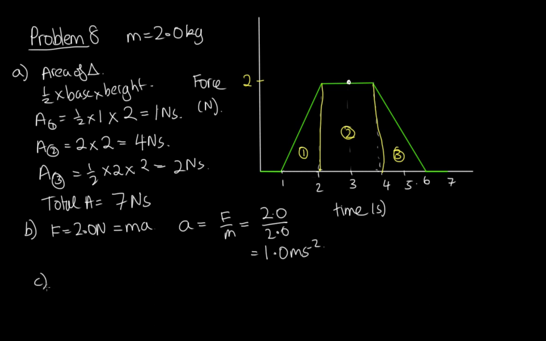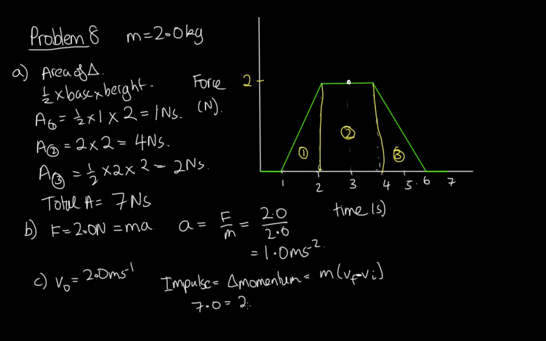Part C says if the object has an initial velocity, so v0 is equal to 2.0 meters per second northwards, and the force always acts in the northerly direction, calculate the velocity of the object at the end of the time interval shown. So we've got the total impulse, and we know that impulse is equal to the change in the momentum, which is equal to m times the final velocity minus the initial velocity. And so we've got 7.0 is equal to the mass, which is 2, times the final velocity, which we're trying to find, minus the initial velocity, which is 2.0.